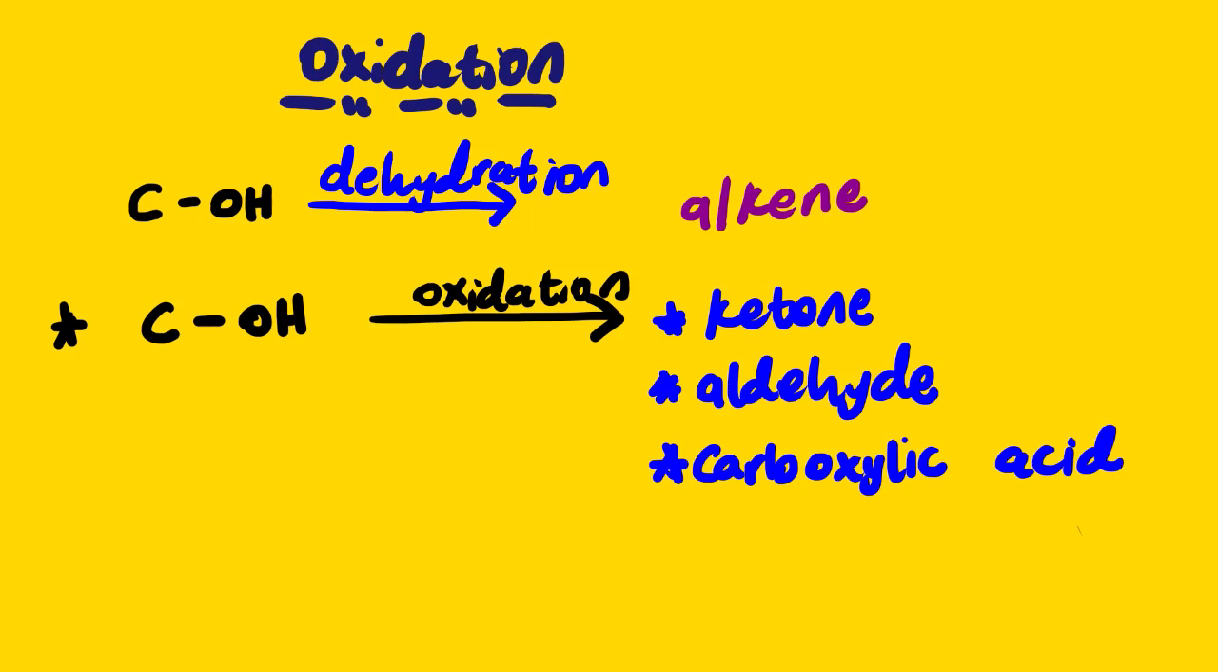Now, this is the first thing that you should know. You should write down and take note of. Now, let us start with the last two outcomes. How do we go about to get an aldehyde or a carboxylic acid? Just a quick review. Remember that we have different types of alcohols. We have primary, secondary, and tertiary alcohols.